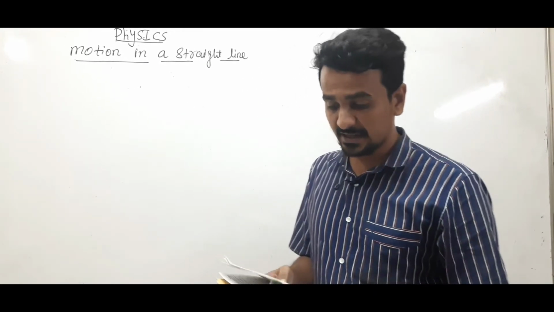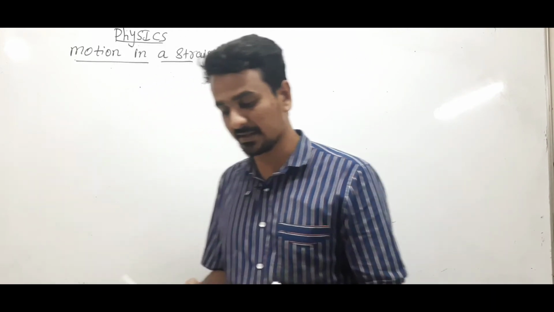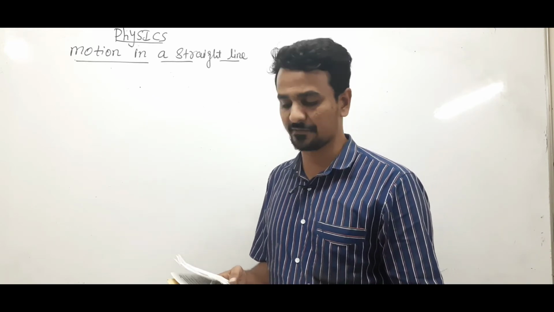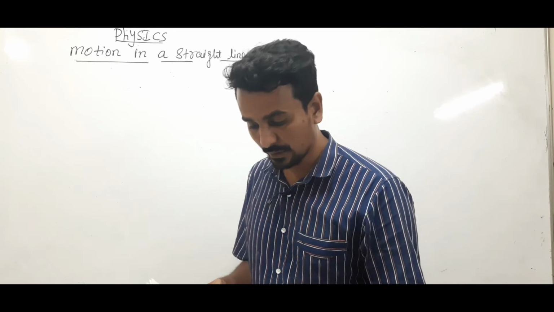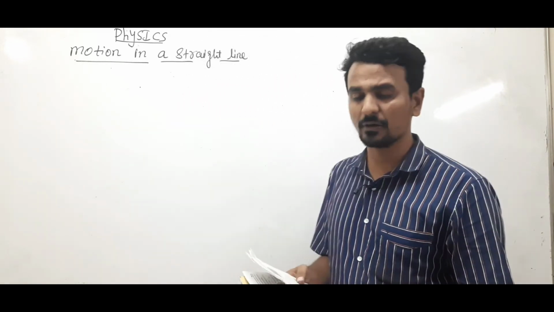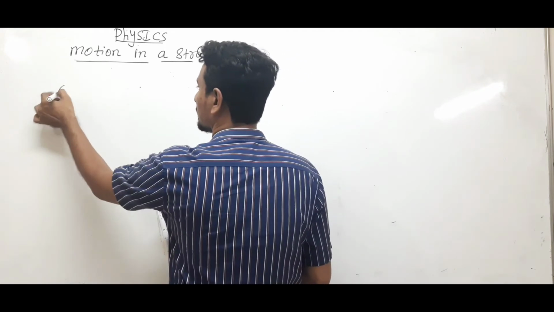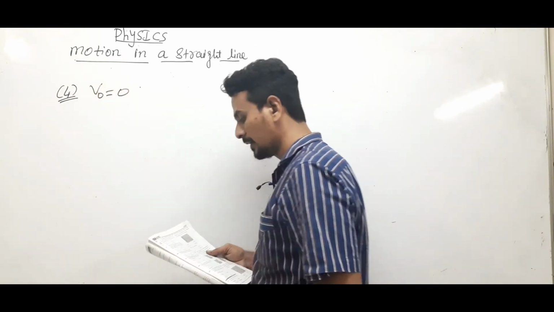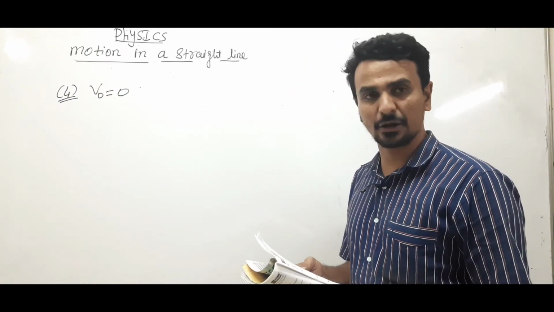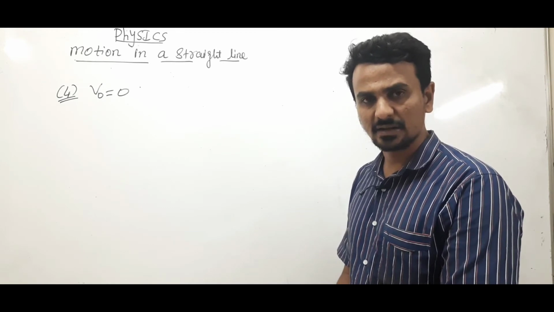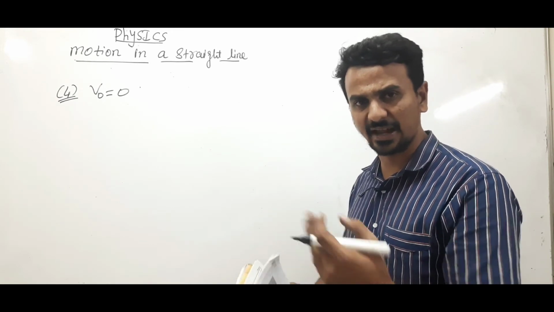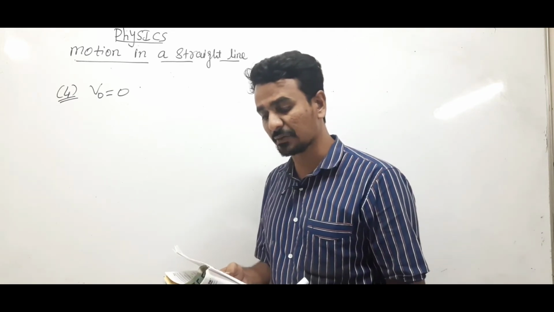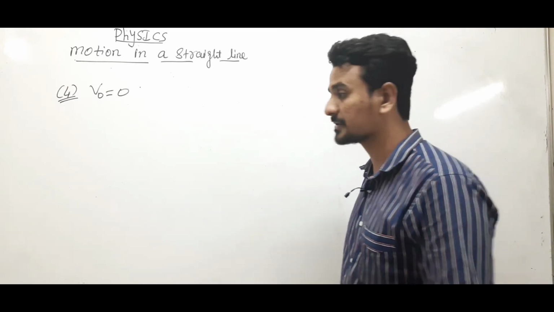A stone falls freely such that the distance covered by it in the last second of its motion is equal to the distance covered by it in the first 5 seconds. See, the question says the stone falls freely, so V0 is 0. And the distance covered by it in the last second of its motion. Last second means, suppose it takes n seconds, so last second means n minus 1 to n. The distance covered in the last second is equal to the distance covered in the first 5 seconds.